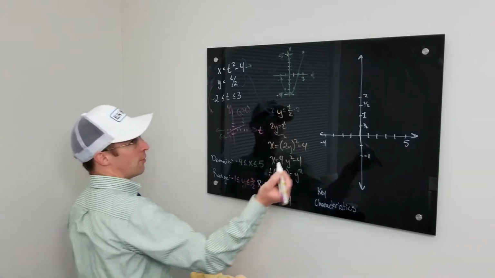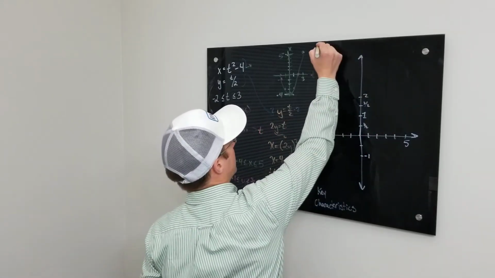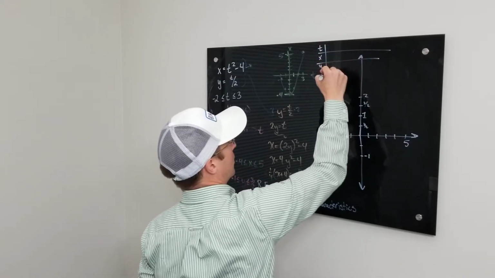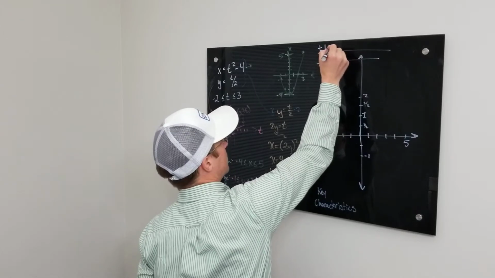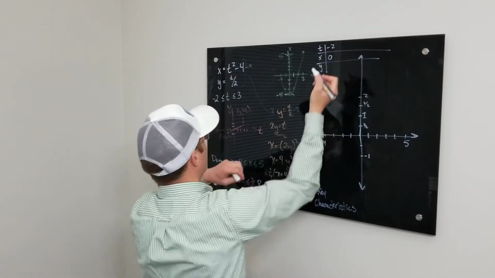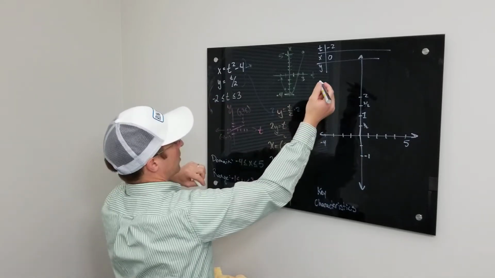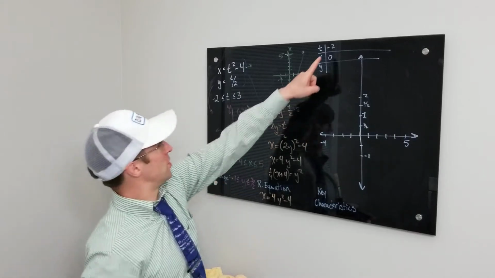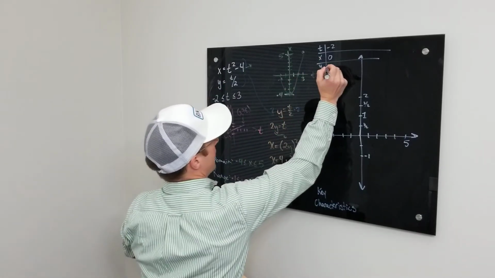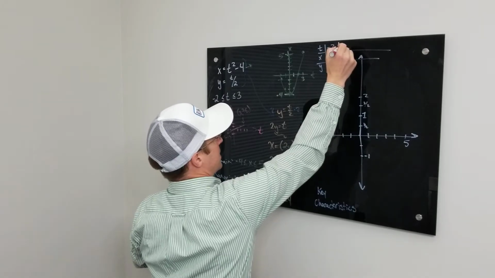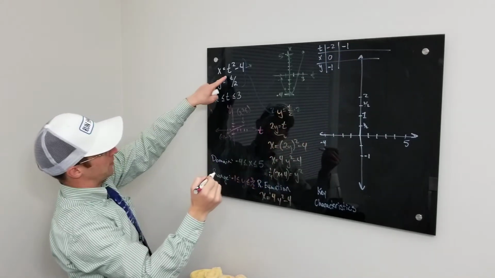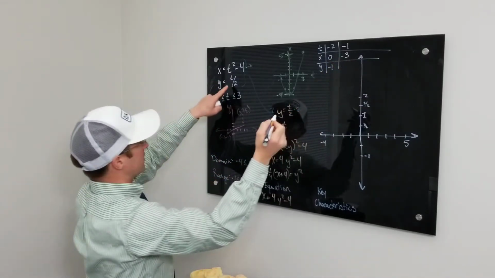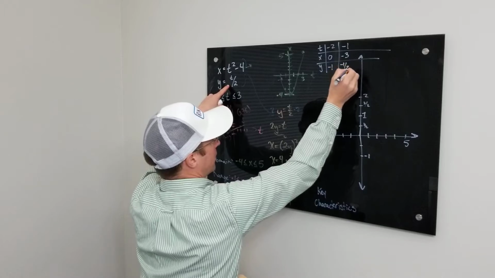So I'll make a little table here where I have t, x, and y. So when t is negative 2, x is 0, and y is negative 2 divided by 2, which is negative 1. Okay, when t is negative 1, I'm going to get 1 minus 4, negative 3 for my x, and then I'm going to get negative 1/2 for y.